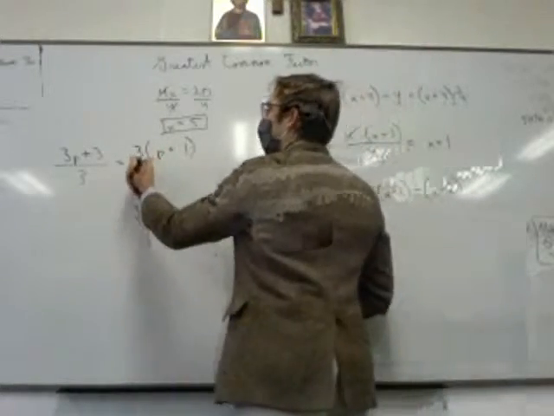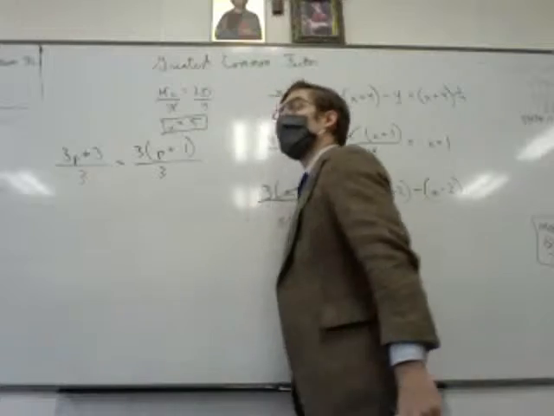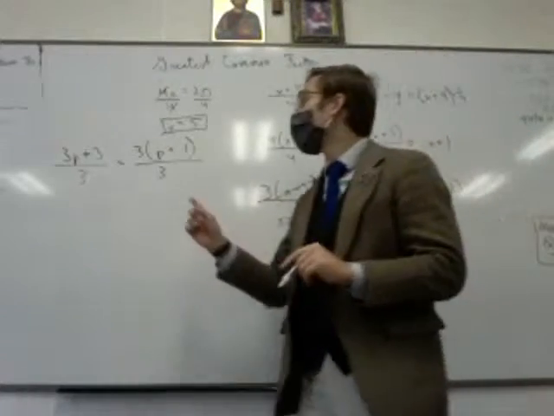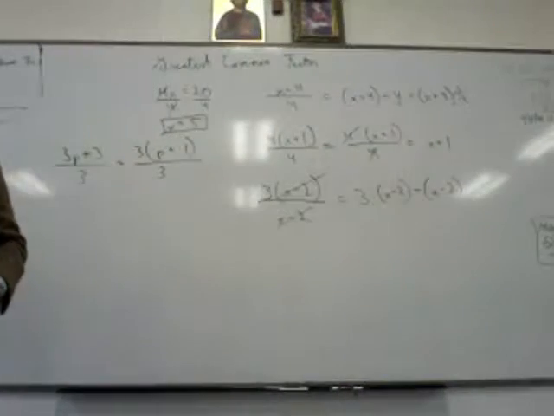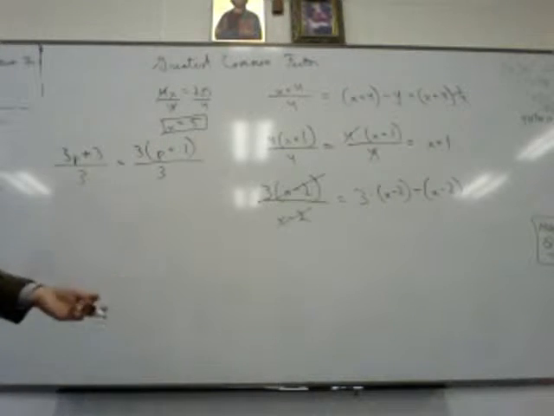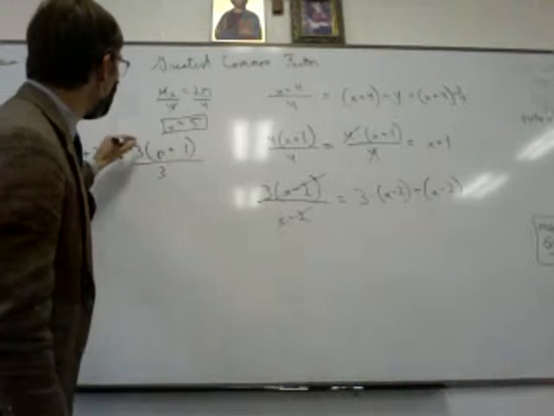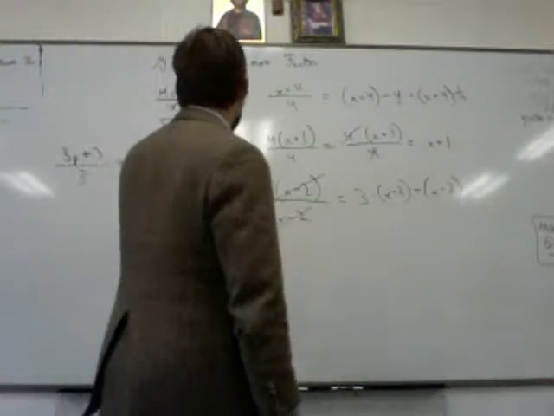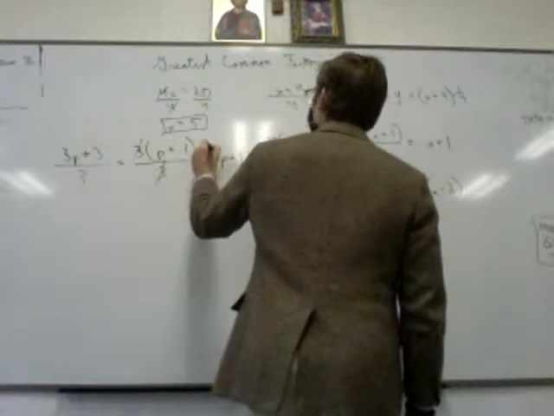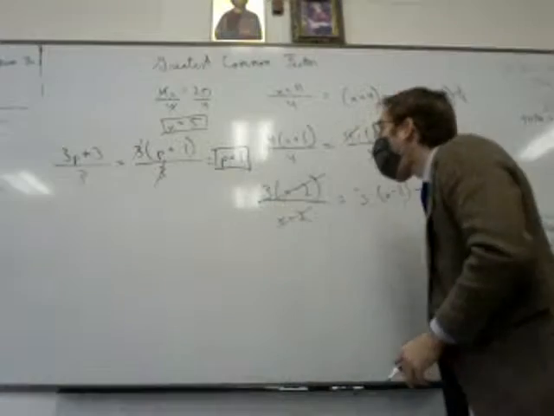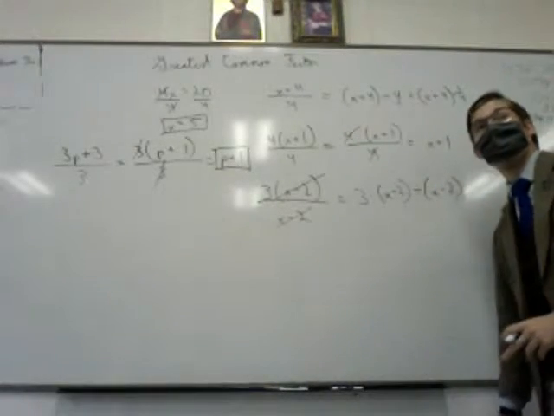Is it clear now what we can do to simplify this? Divide by 3. The 3's cancel out, because here we're taking p plus 1 and multiplying by 3, and then dividing by 3. So these can cancel out, and we end up with p plus 1 in a simpler format.